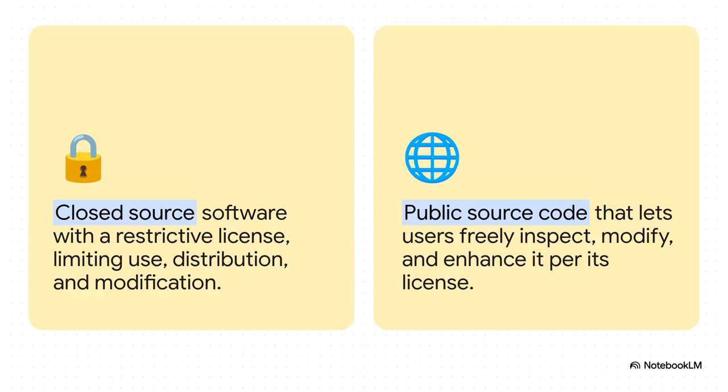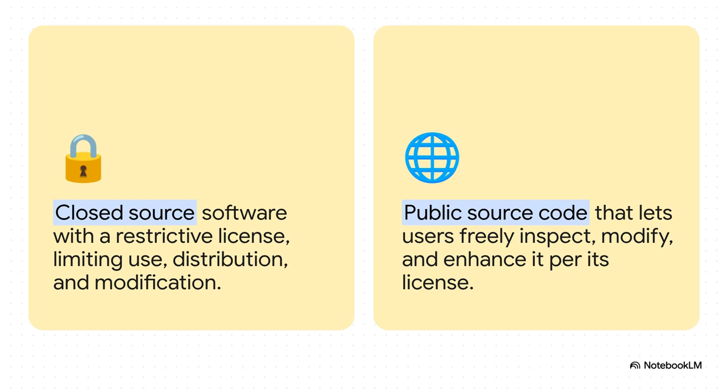On one side, you have proprietary software. Think Microsoft Office. The source code is a closely guarded trade secret. It's owned and controlled completely by the company. You buy a license to use it, but you have no idea how it's made, and you definitely can't change it. But on the other side, you have open source software, like the Firefox web browser.